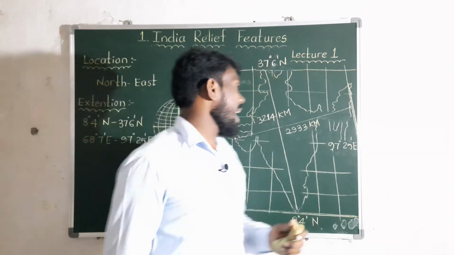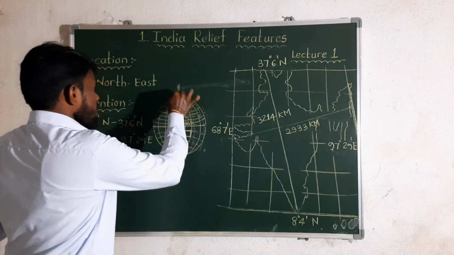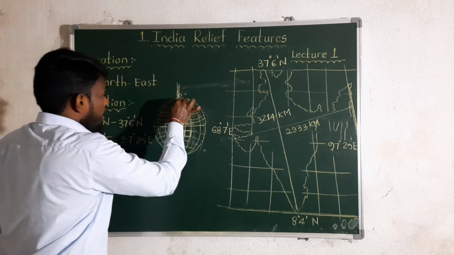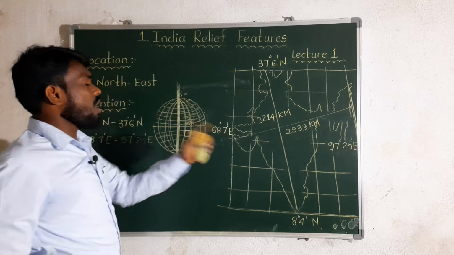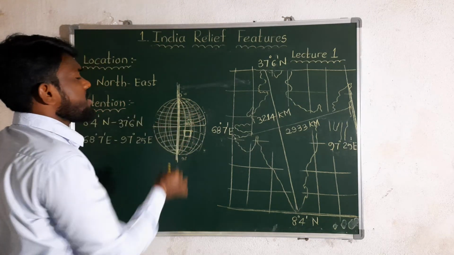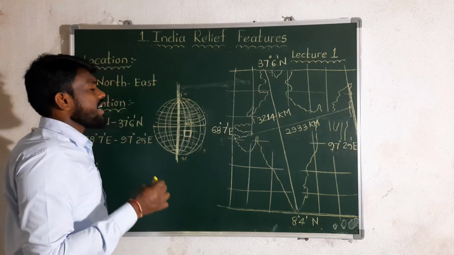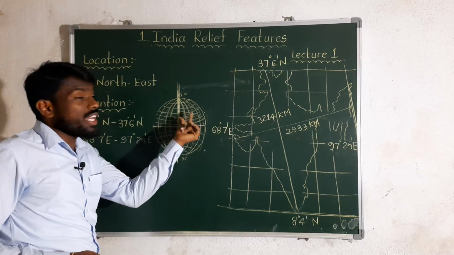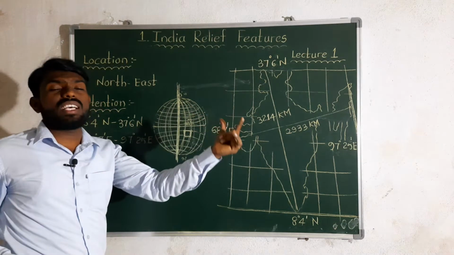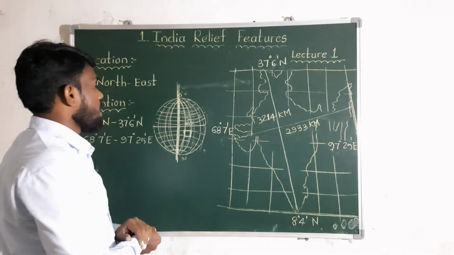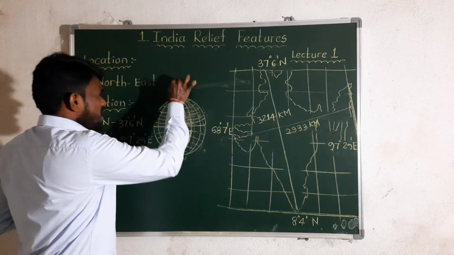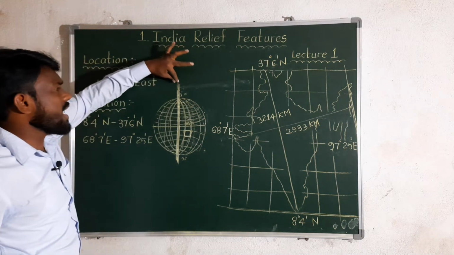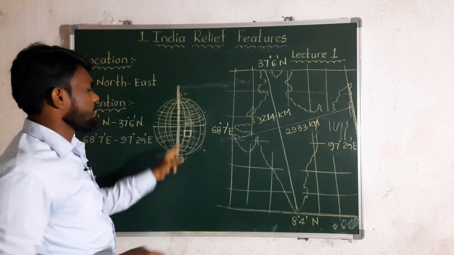And before that, all the longitudes are called time zones. With the help of these longitudes, we identify the time from one place to another. As the longitude changes, the time also changes from one place to another. Okay children, here the first one, the 0 degrees longitude, is passing through London.